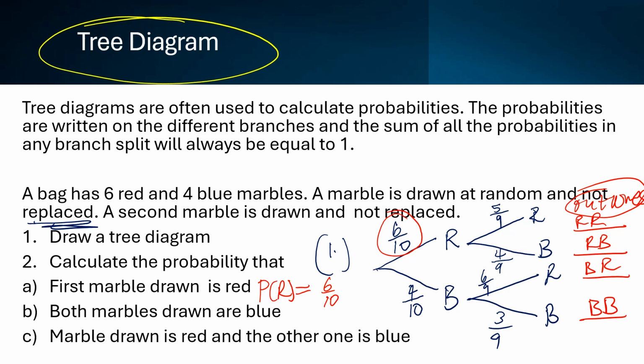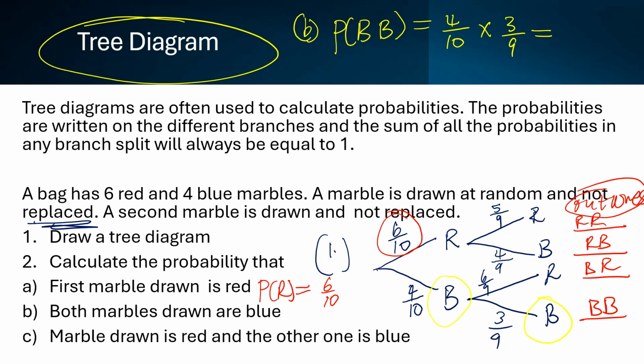I'm just going to write B somewhere on top because of space. They said, what's the probability that both marbles drawn are blue? So the probability that we have a blue and a blue is 4/10 multiplied by 3/9. Then you can get your answer by your calculator. Let me just quickly move to C. What is the probability that the marble drawn is red and the other one is blue?